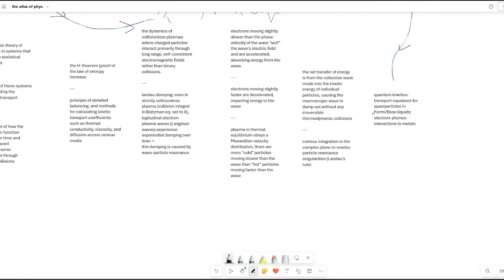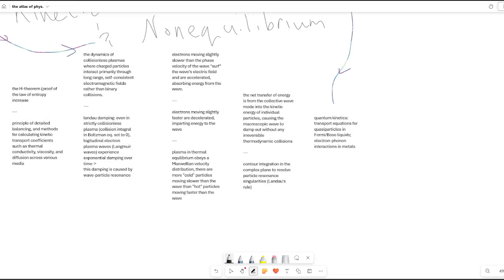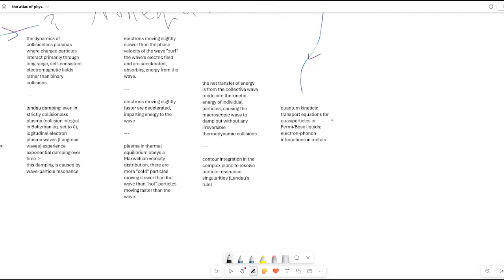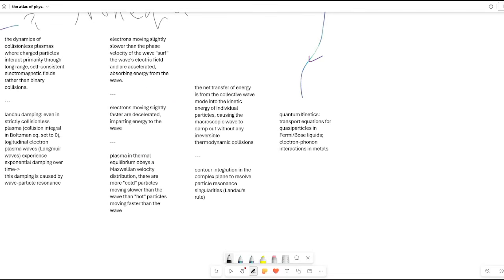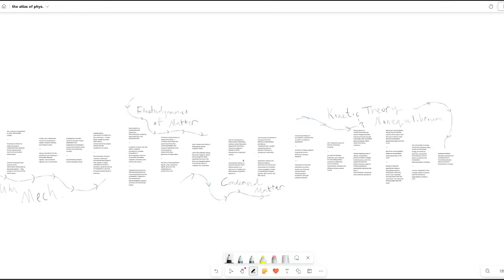Okay. But yeah, finally, the last thing we're going to end on is quantum kinetics. So just the transport equations for quasi-particles and Fermi Bose liquids, electron-phonon interaction, metals. All of these things kind of get covered with quantum kinetics. So yeah, that's pretty much what we have here. And of course, there might be some field theory diagrammatics for kinetic theory as well. But yeah, so I mean, the grand arc is this.